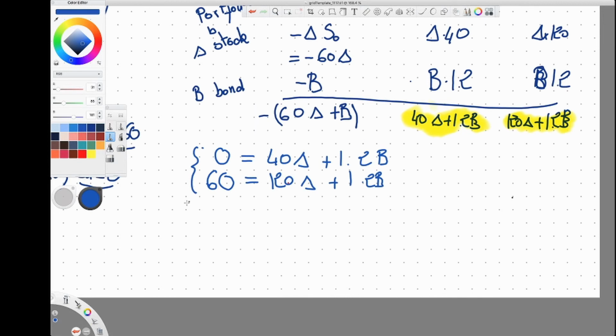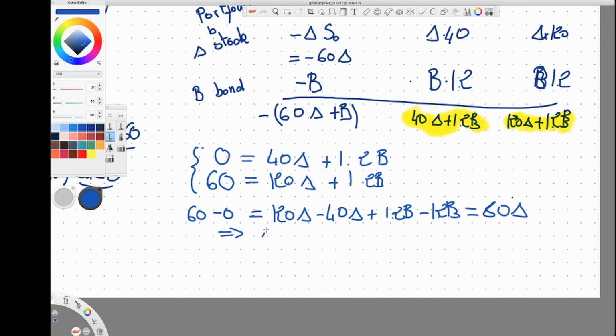Well, I actually can subtract. You see that 1.2B shows up in both, so I can subtract the top one from the one below, and I get 60 minus 0 is equal to 120 delta minus 40 delta plus 1.2B minus 1.2B, which is equal to 80 times delta. Okay, so then I can solve for delta. Delta is equal to 60 over 80, which is also equal to 3/4.